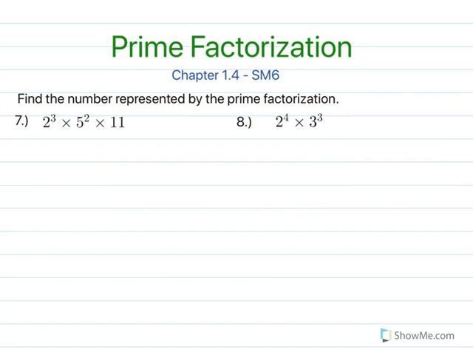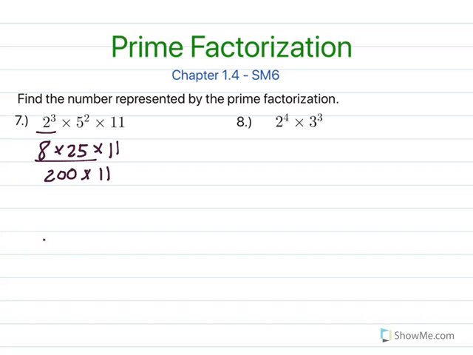All right, so in this section, the directions say, find the number represented by the prime factorization. So we're given the prime factorization, all we have to do is multiply. So I have 2 to the third power, which is 2 times 2, 4 times 2 is 8, times 5 times 5 is 25, times 11. If I have 8 quarters, I have 200, times 11.